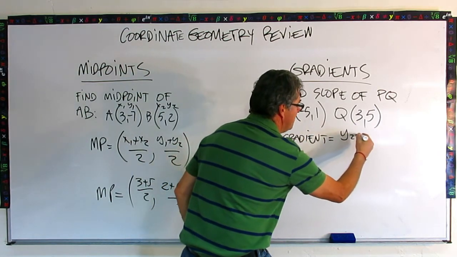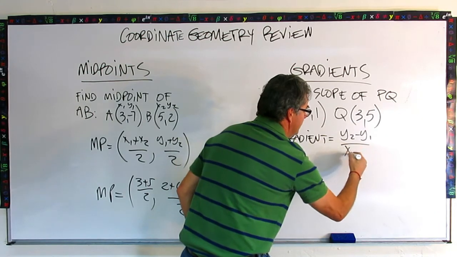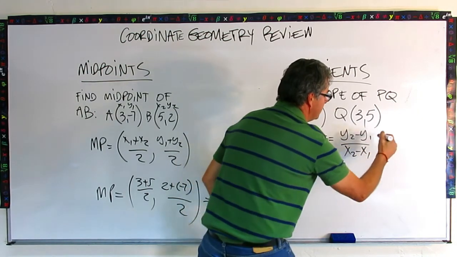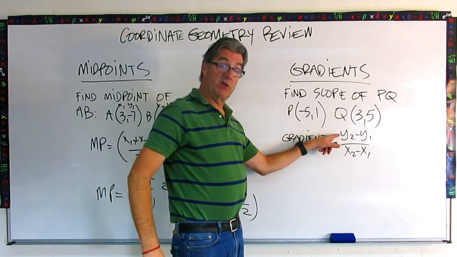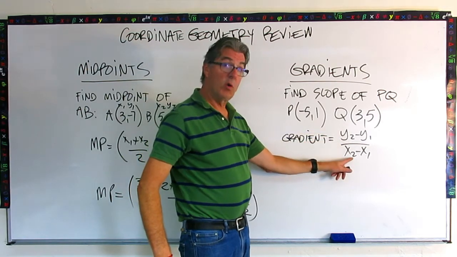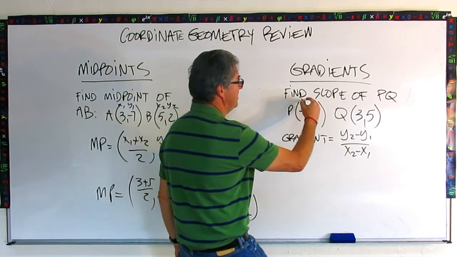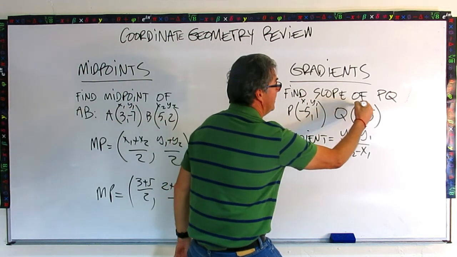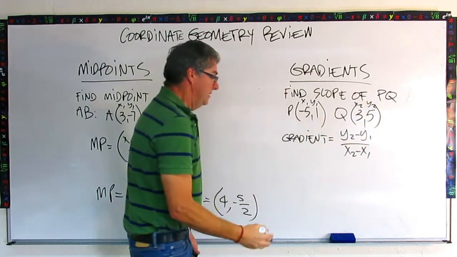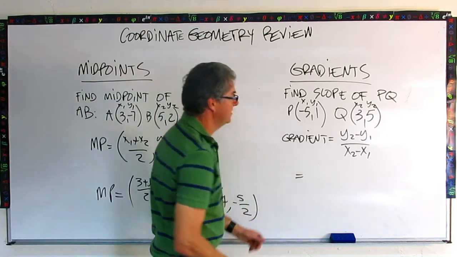It's y2 minus y1 over x2 minus x1. And remember, this is the vertical change or the rise. This is the horizontal change or the run. So let's label our points again: x1, y1, x2, y2. And let's do that calculation.